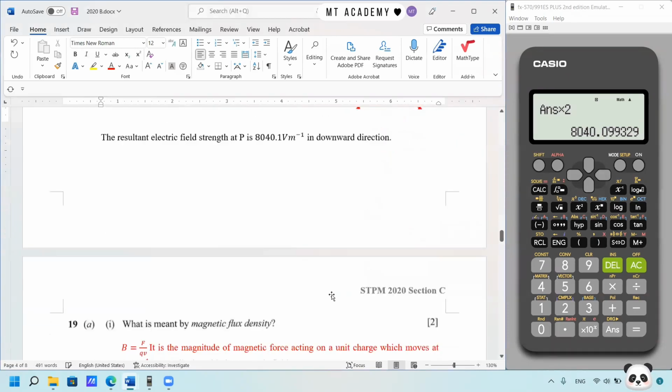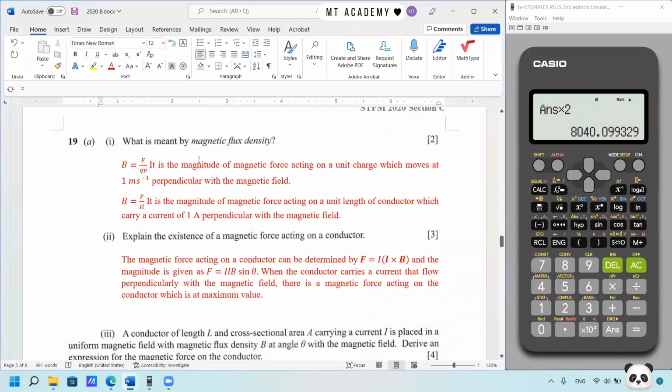So we move on to question 19. What is meant by magnetic flux density? This is the definition of magnetic flux density, which was tested in one of the past years. We have two cases to explain this, which are the moving charge and also the current in the conductor. For the moving charge, B is equal to force over charge and velocity.